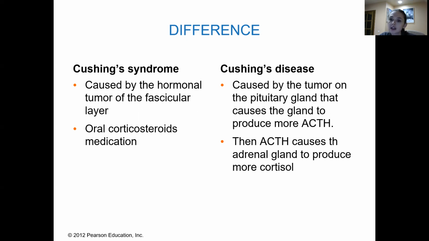Cushing disease is caused by a tumor on the pituitary gland that causes the gland to produce more cortisol through the influence of the adrenocorticotropic hormone. And in this case, we are going to have elevated ACTH and elevated cortisol. Generally, nevertheless, the symptoms will be similar: moon face, red striae, high blood pressure, hyperglycemia.